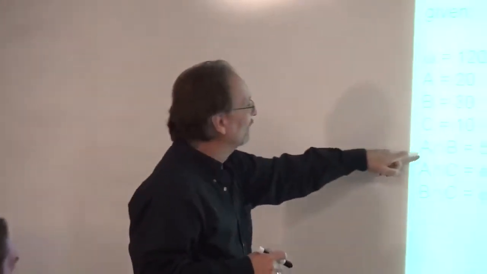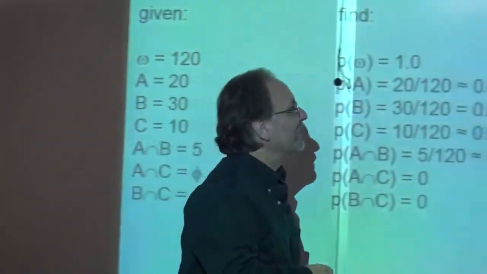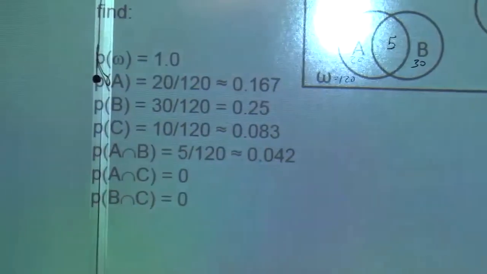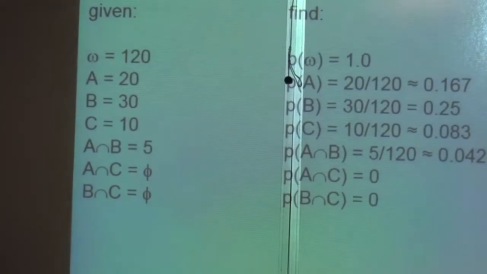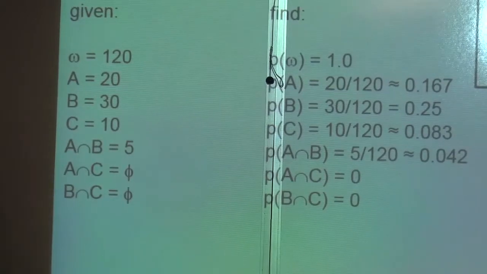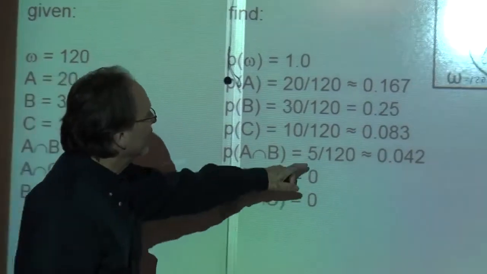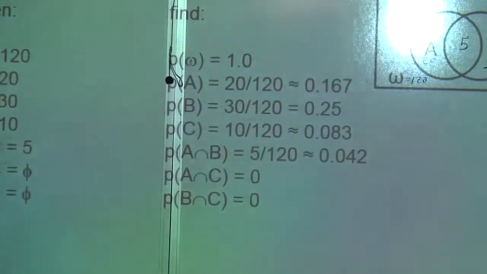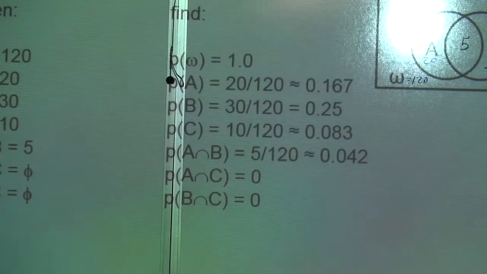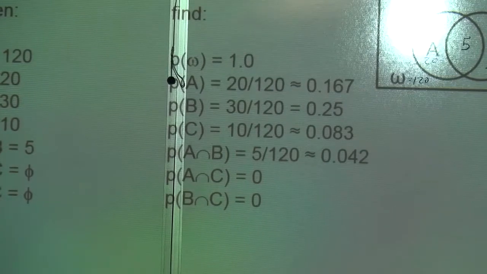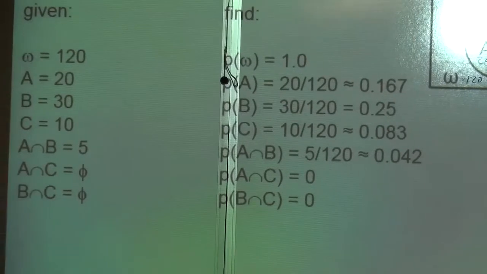Now, I know that A intersect B has 5. Okay, so in here, there are 5 that are common to both A and B. A intersect C is the null set, and B intersect C is the null set. You can see that by looking at it, but just by definition. So that means that A intersect B is 5 out of 120. 5 of those out of 120. So I know the probability of that intersection. So going from there then, we can calculate some other intersections and unions that may be of interest.